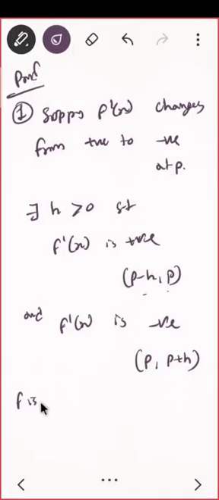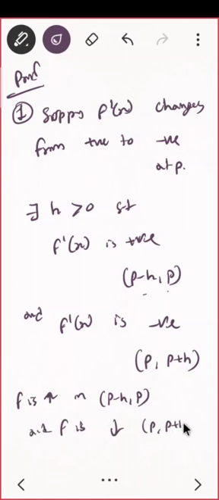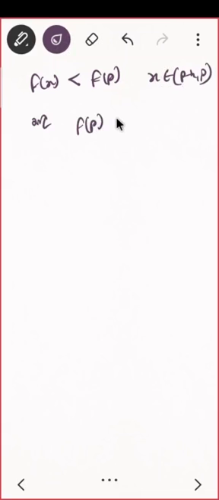So can I say f is increasing in the interval p minus h to p, and f is decreasing in the interval p comma p plus h? What do you mean by increasing, decreasing? Increasing means f of x is going to be less than f of p in the interval x belongs to p minus h comma p. And what do you mean by decreasing? I am having f of p that is greater than f of x in the interval x belongs to p comma p plus h.